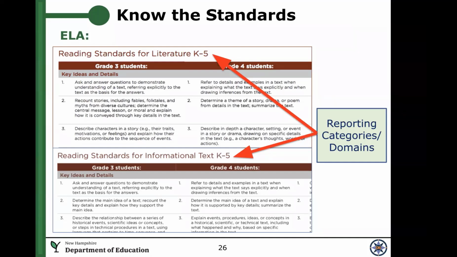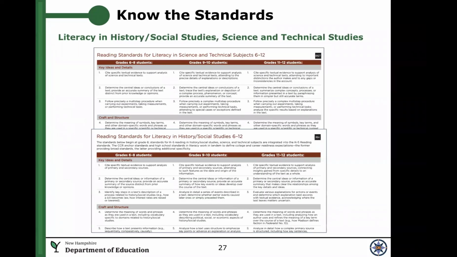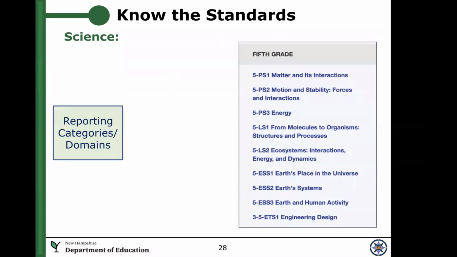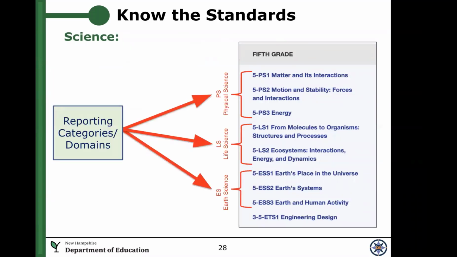So they don't switch as often, but we're looking at reading standards for literature, reading standards for informational text. You've got writing, you've got speaking and listening. So those are your domains or categories of ELA. The literacy and history, social studies, science, and technical studies, they're similar. The domains are listed here for reading standards for literacy in history and social studies, or reading standards for literacy in science and technical subjects. So those are the reporting categories for that. And then for science, your reporting categories are physical, life, and earth science.